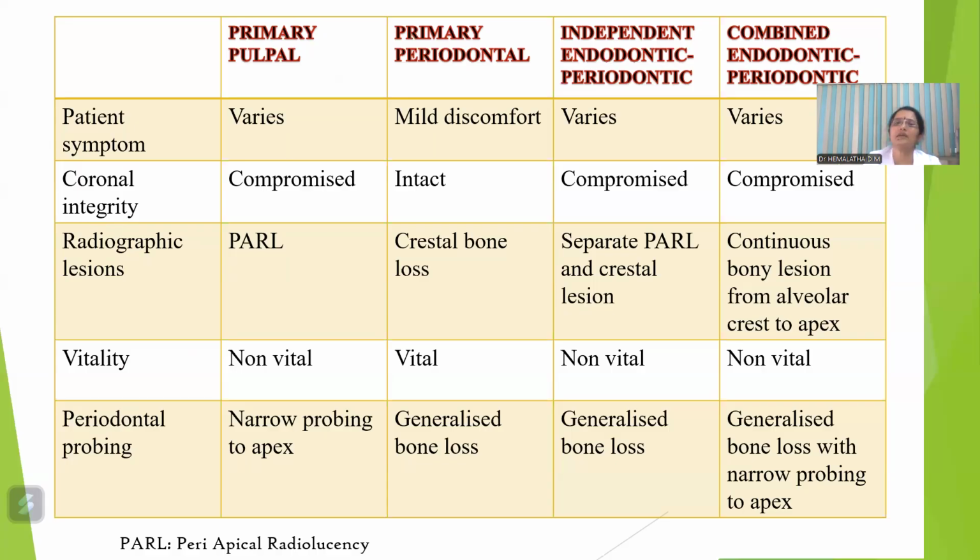In independent endodontic or periodontic lesions, the patient's symptom will vary and the coronal integrity is compromised. There can be a separate periapical radiolucency and a crestal lesion. Tooth is often non-vital and there is generalized bone loss. And in combined endodontic and periodontic lesions, the patient's symptom will vary. Compromised coronal integrity is there and a continuous bone lesion from the alveolar crest to the apex can be seen in a combined lesion. Non-vital teeth are present, with generalized bone loss and narrow probing to the apex. So these are the parameters which can be seen.